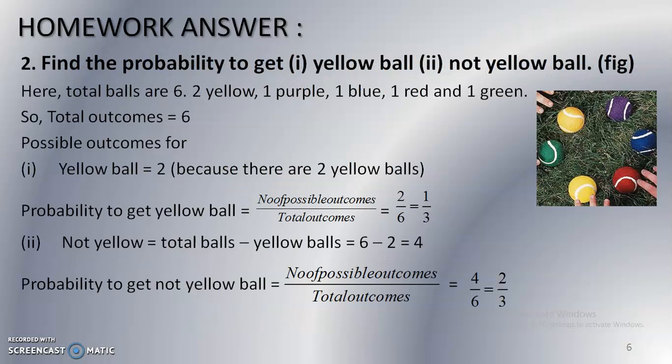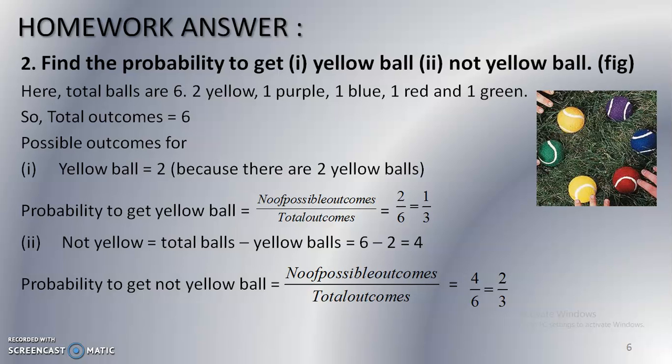Find the probability to get the first one a yellow ball and the second one not a yellow ball. Check the figure here. So there are 2 yellow balls and total balls are 6, right? So total balls are 6: 2 yellow, 1 purple, 1 red, 1 green. Got it? So total outcomes equal 6 and possible outcomes for a yellow ball equal 2, because there are 2 yellow balls. So probability to get a yellow ball equals number of possible outcomes divided by total outcomes, equals 2 divided by 6, equals 1 divided by 3.